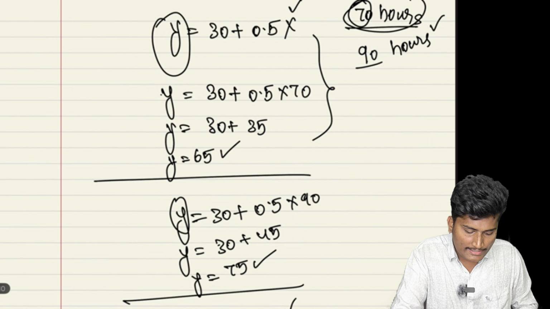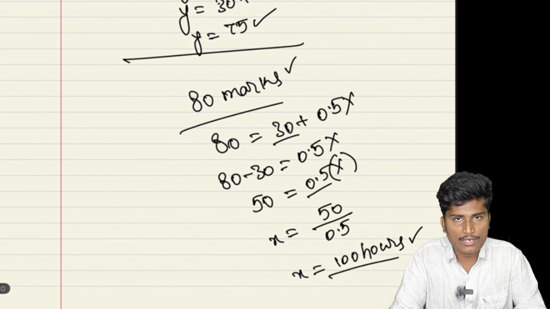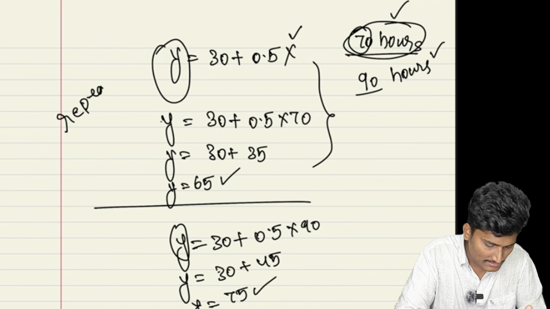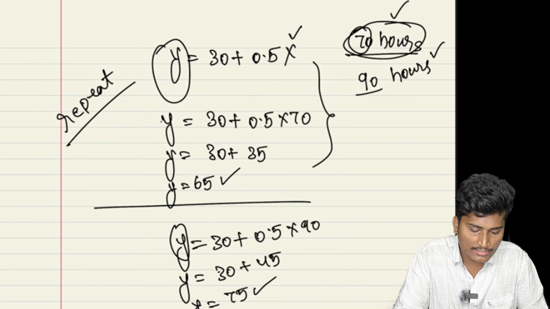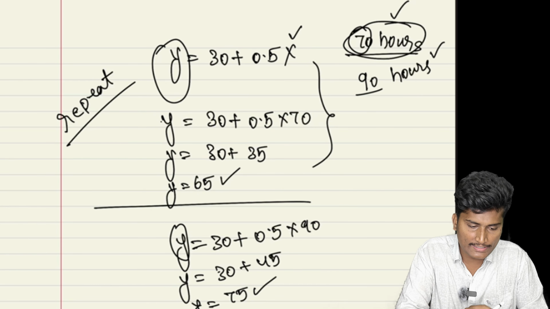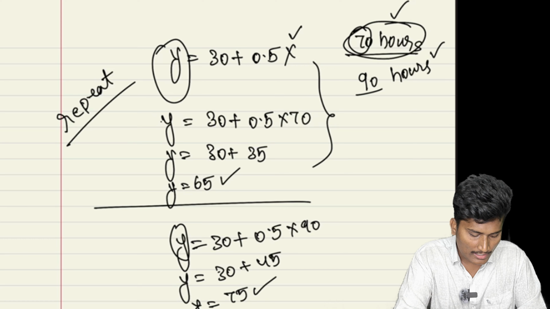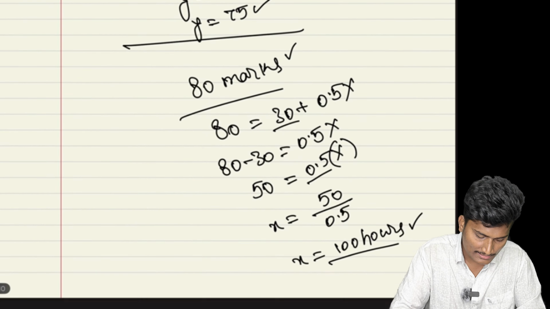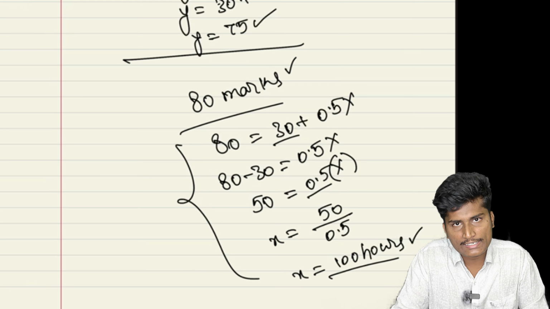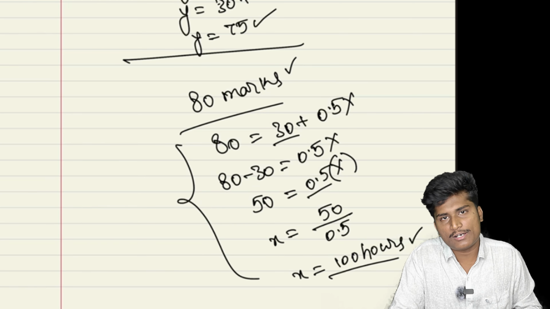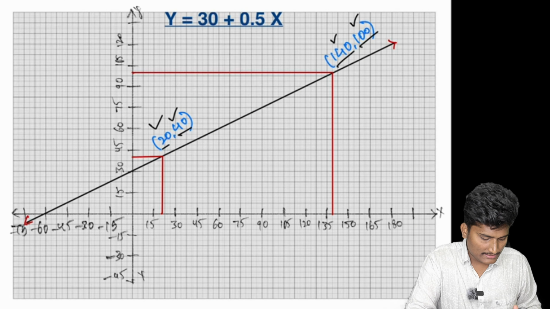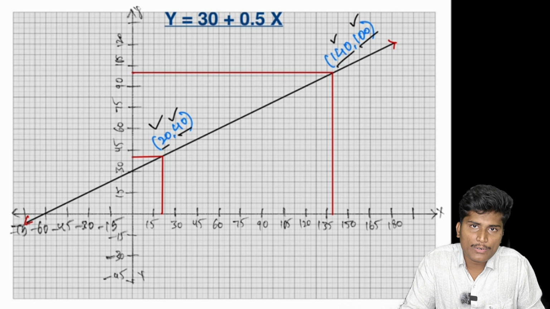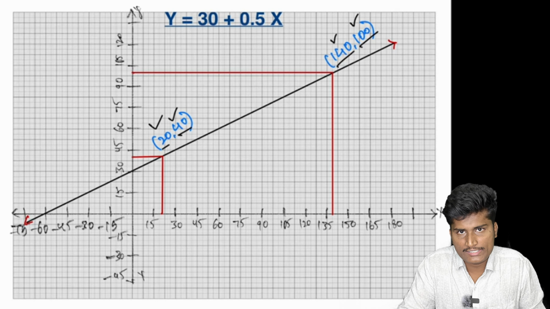Like this, for each and every possible outcome, you need to repeat this process to find out the number of marks you are going to get for each hour you are going to study. And also you need to follow this process to know how many hours you need to study to get the specified number of marks. Now, what this slope represents is that you can visualize every possible outcome of the situation here.